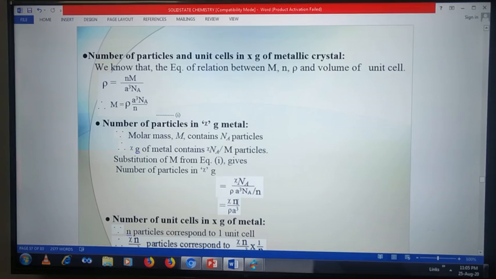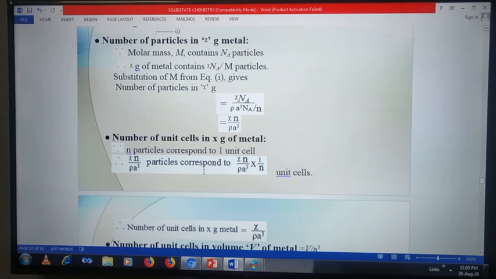the small n value in this equation. If we provide the particular type of unit cell, then in that type of unit cell we know how many particles there are. So we put this n value, divide by density and volume, where the edge length is given, and the edge length cube gives the volume, and we get the answer, that is the number of particles in x gram.